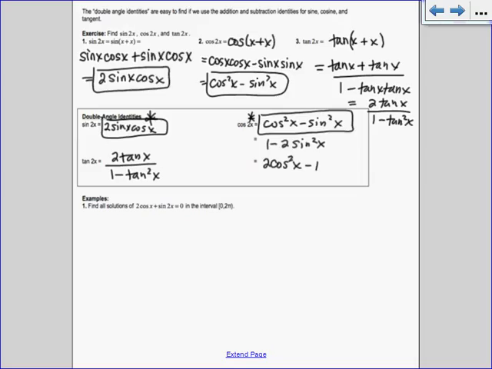All right, so number 1, so it says find all solutions of 2 cosine x plus sine of 2x equals 0 in the interval 0 to 2 pi. Okay, so when you notice that your equation has a double angle, so we have a 2x and we have an x, we notice that what we call the arguments are not the same.